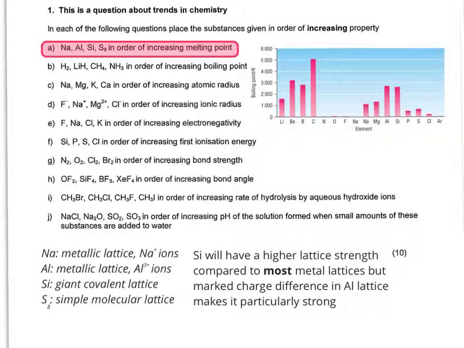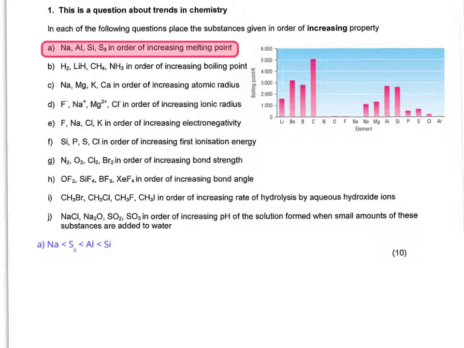And that means that sulfur must have the final lowest melting point. So therefore, the order, so the lowest is sodium, and then S8 has the next highest. Now, we didn't really go into S8 very much, but it's an 8-membered simple molecular lattice. So 8-membered means it's got 8 atoms, which means it's got covalent bonds between those atoms that can't be broken.